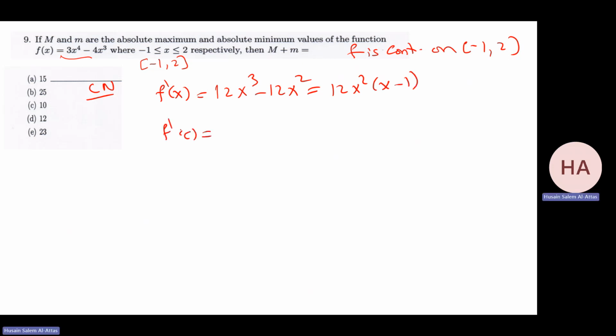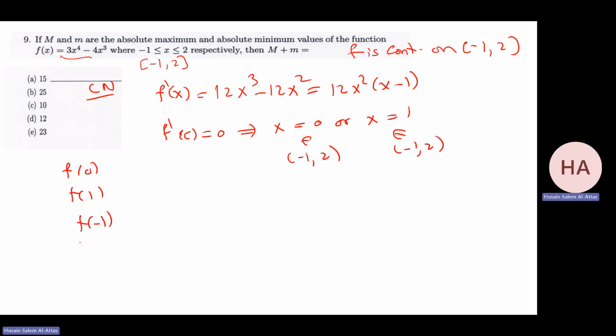So I need f prime at c equals 0. That gives me x equals 0 or x equals 1. This is in the interval. Also, this one is in the interval. So check now f of 0, f of 1, and also f at the endpoints. Let us see what will happen. F of 0 is 0. F of 1 is 3 minus 4, which is minus 1. F of minus 1 is 3 plus 4, which is 7. F of 2, 2 to the power 4 is 16 times 3, that is 48 minus 2 cubed 8 minus 24. That gives me minus 24.